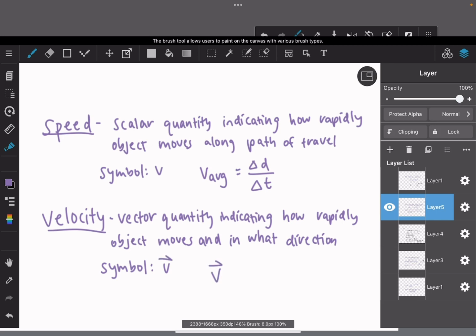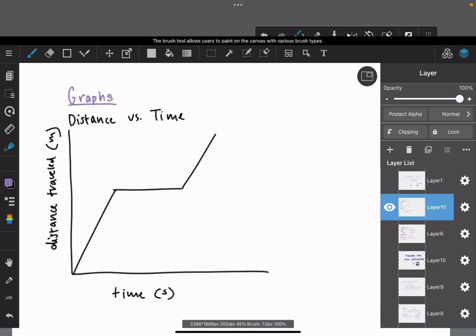And in order to calculate the average velocity, you would do the change in position over the change in time. And that is also equal to displacement over time. Alright, so now let's look at some graphs.